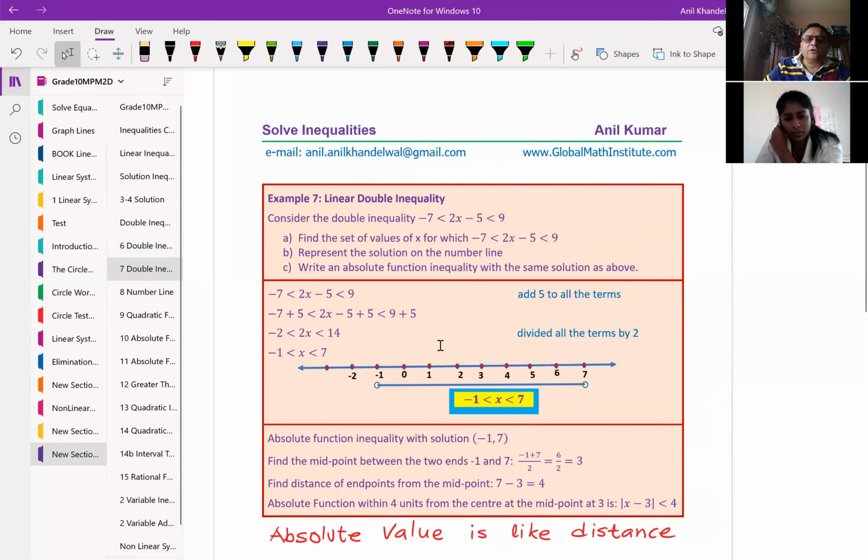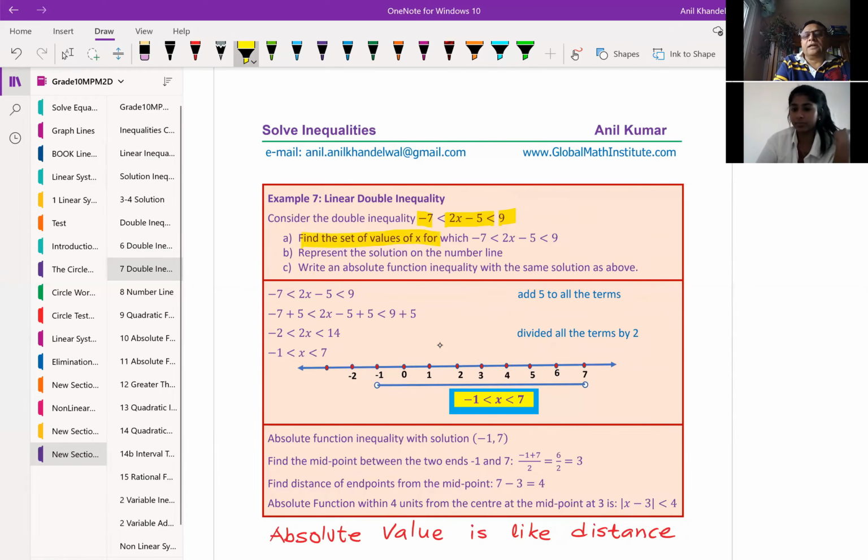Now let's really look into double inequality. When we talk about double inequality, it means we have two inequality signs, right? In this particular case, we have something within a boundary given to us, and this time the boundary is between -7 and 9. And the function for us is 2x minus 5, correct? So now we need to consider a double inequality. 2x minus 5 is greater than -7 and less than 9. That is our inequality.